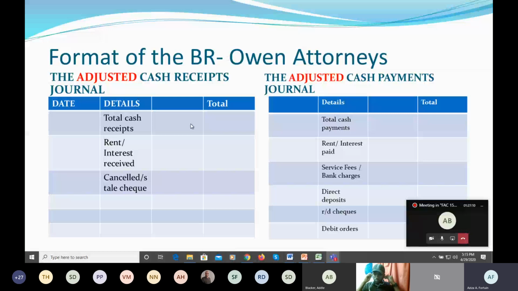Okay, so question 3, the bookkeeper of Owen Attorneys totals the business cash receipts and cash payments journal for March 2017 before he received the bank statement for March 2017. The totals of the cash journals were as follows. Okay, so business cash receipts 74,000.